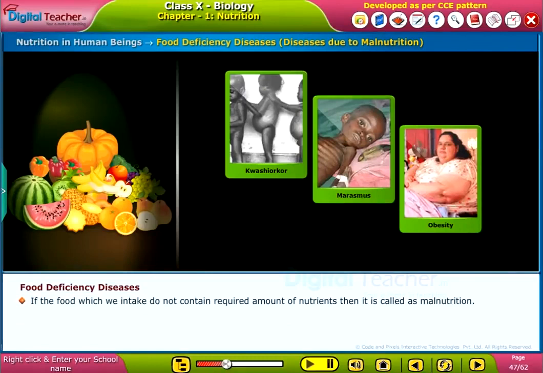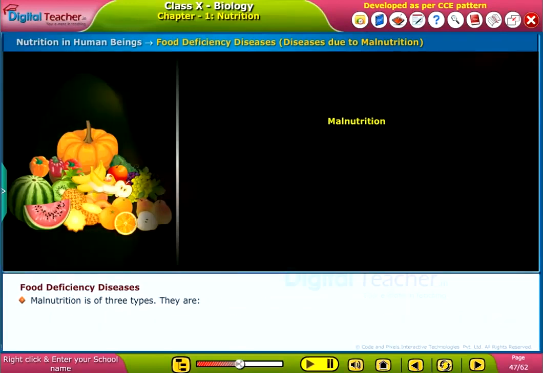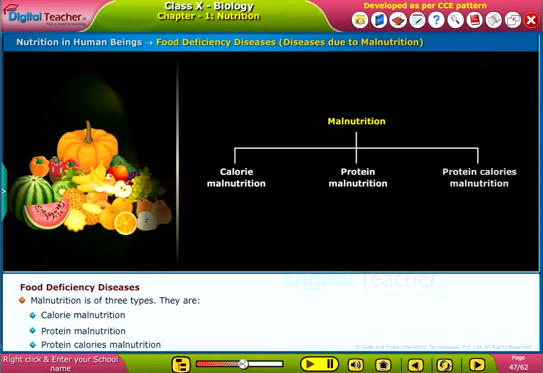If the food which we intake does not contain the required amount of nutrients, then it is called malnutrition. The reasons for malnutrition in our country are mainly poor health, willful starvation, lack of awareness of nutritional habits, and socio-economic factors. Malnutrition is of 3 types. They are calorie malnutrition, protein malnutrition, and protein calories malnutrition.